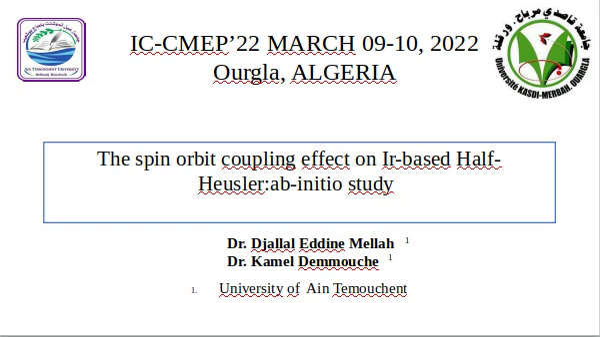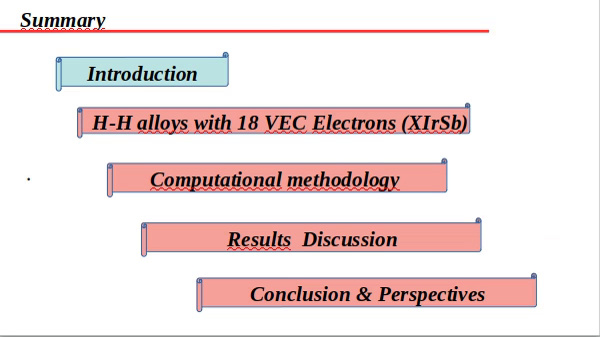I'm going to speak about an interesting subject titled the structural and electronic property of Half-Heusler ARSB in the absence and the presence of spin-orbit coupling. So the main outlines of this case study are: introduction, Half-Heusler alloys with 18 valence electrons, computational methodology, results and discussion, and finally a conclusion and perspective.